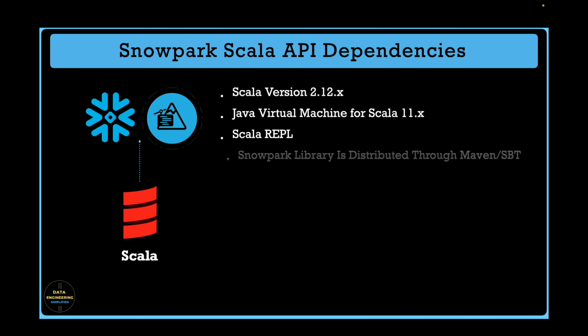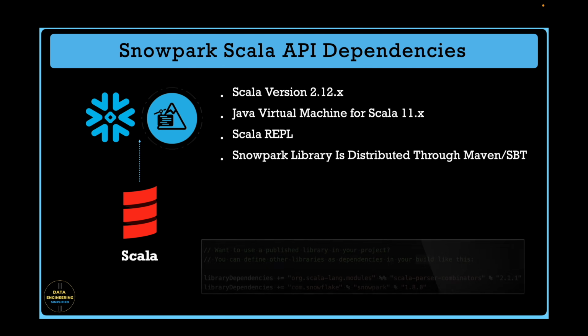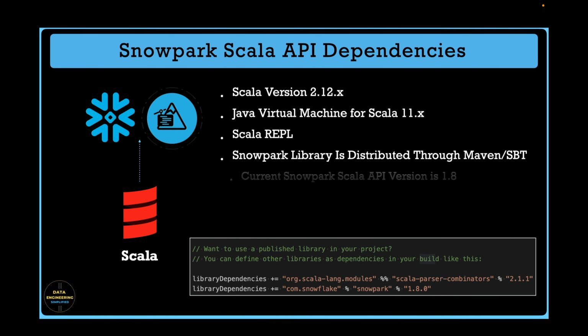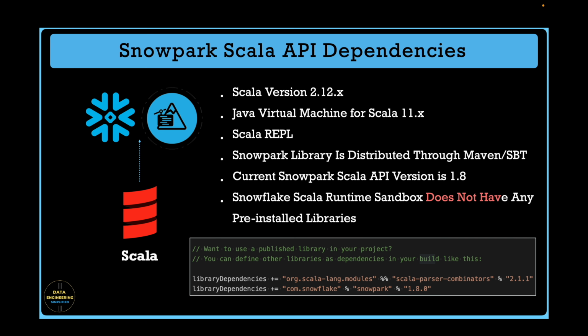For Scala, the installation can be done through the Maven package manager or through the SBT package manager. The current Snowpark Scala API version is 1.8. Don't get confused with the Scala version or JDK version. The Snowflake Scala runtime sandbox does not have any pre-installed libraries.